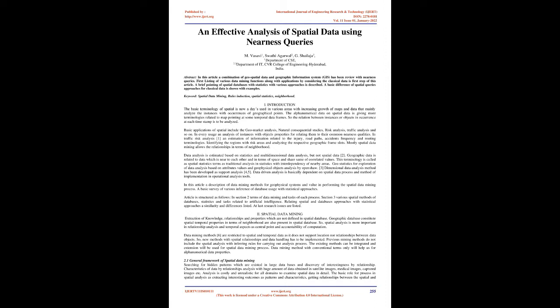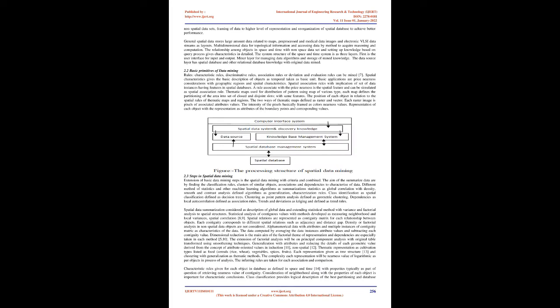Searching for hidden patterns which exist in large databases and discovery of interestingness by relationship. Characteristics of data by relationship analysis with huge amounts of data obtained in satellite images, medical images, captured images, etc. Analysis is costly and unrealistic for all domains to examine spatial data in detail. The basic role of the process in spatial analysis is extracting interesting outcomes as patterns and characteristics, getting relationships between the spatial and non-spatial data sets, framing of data to a higher level of representation, and reorganization of the spatial database to achieve better performance.